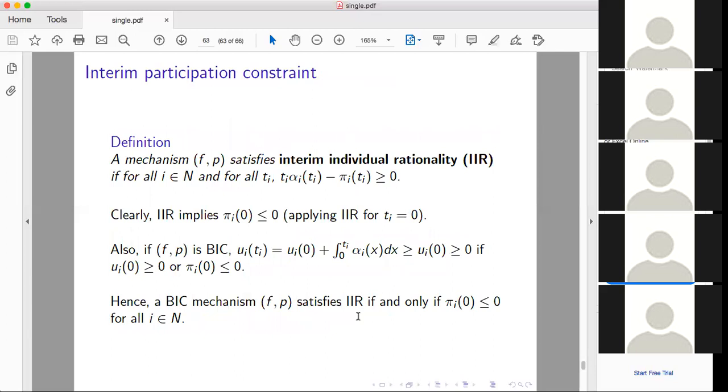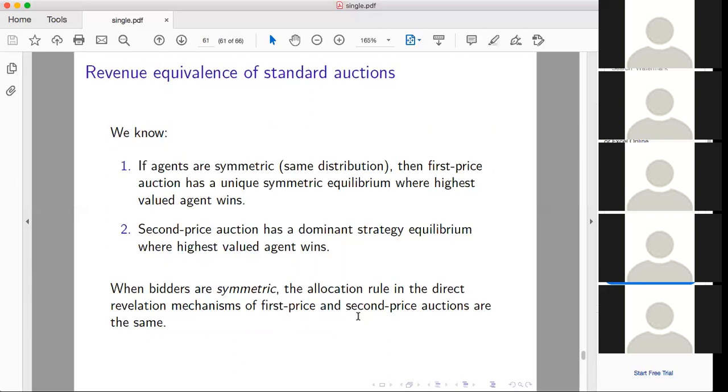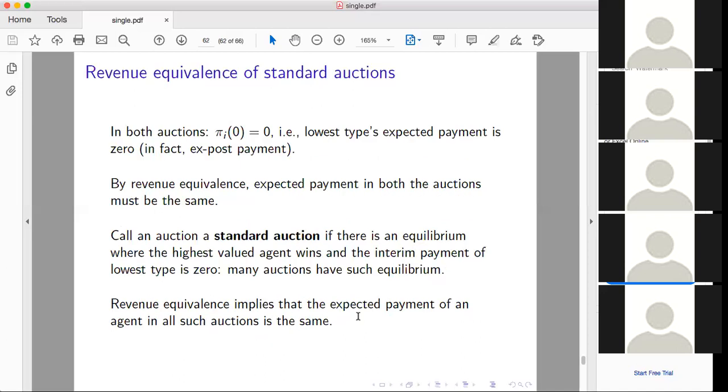the ex post payments may be different. State by state, which is true in VCG and first price also, at every type profile, the payments might look very different, but the interim payments of a type is the same. So the expected payments would be the same.